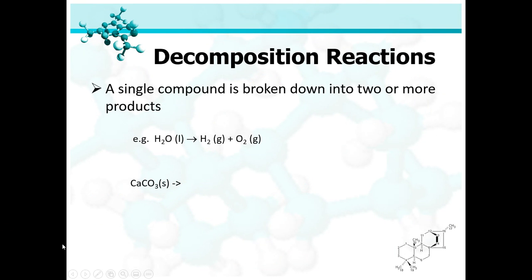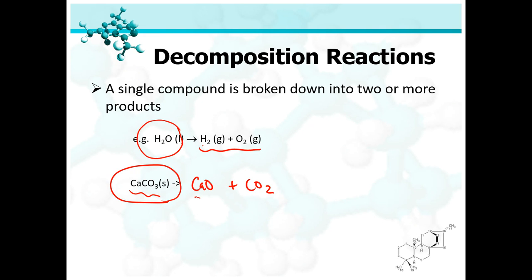Decomposition reactions are the opposite. We have one reactant that breaks down into multiple pieces. We have water being broken down into hydrogen gas and oxygen gas. Calcium carbonate, this guy can break down into calcium oxide and carbon dioxide. We have one reactant, multiple products. A single compound, one reactant, broken down into many products.